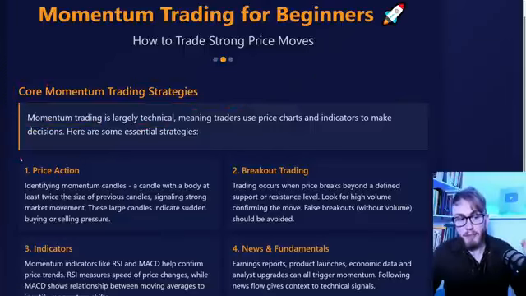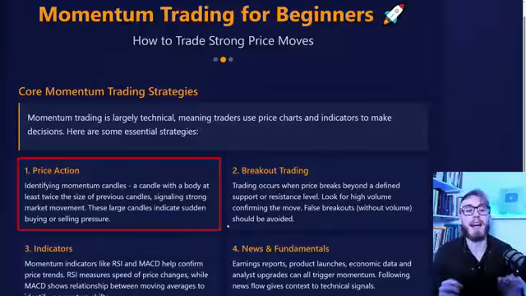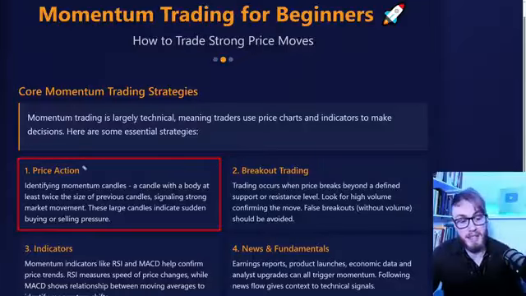And now the first momentum trading strategy, and this is something, in my opinion, every single momentum trader has to learn, and that is price action. In this video, we don't have time to dive super deep into price action, but I will show you guys one strategy that is very important. And that is being able to identify what I call momentum candles. And we will very soon take a look at how to identify momentum candles.